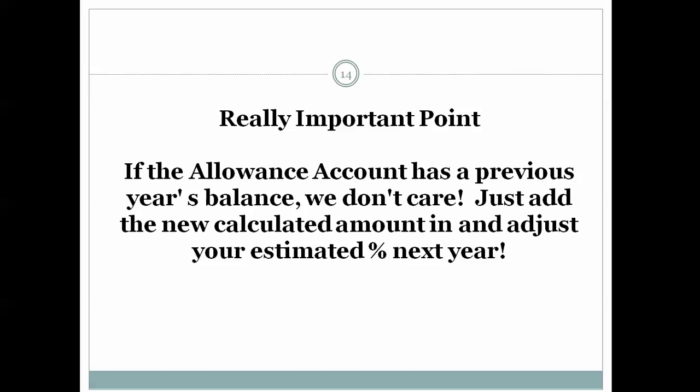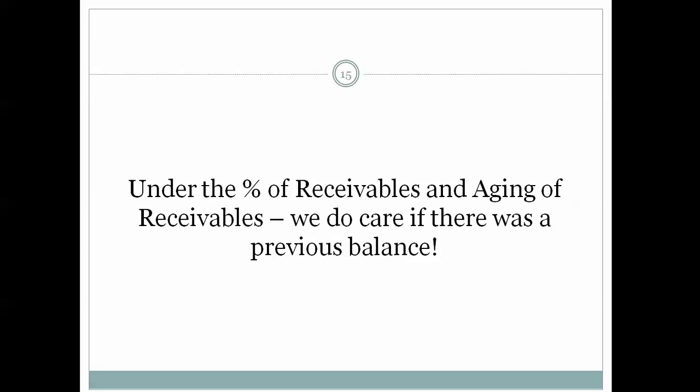So now, this is a really important point. When we're talking about the percentage of sales, we don't care if there was a previous balance. We just don't care. We're just going to calculate the amount and adjust percentages in the next year. But under the percentage of receivables and aging, we do care if there was a previous balance. And so in the next video, I'm going to pick right up there, and I'm going to talk about the percentage of receivables and the aging of receivables and what the difference is in calculating those numbers.